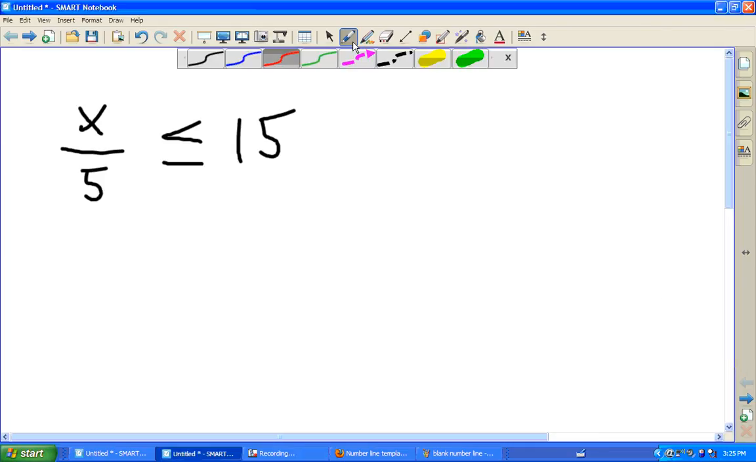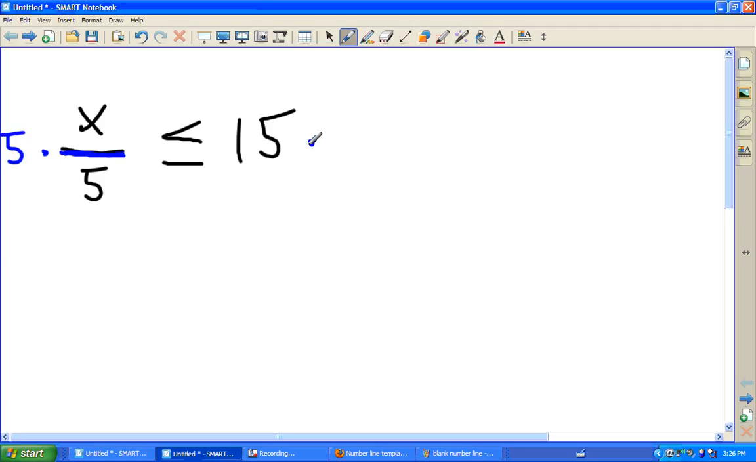Okay, let's take a look at some simple inequalities here. One-step inequalities. I'm going to have my variable here, x divided by 5, is less than or equal to 15. The way I undo division, so to speak, would be by multiplying by 5. The opposite of division is multiplication, so if I'm dividing by 5, I'm going to multiply both sides by 5 here. Whatever I do to one side of the inequality, I have to do to the other side.